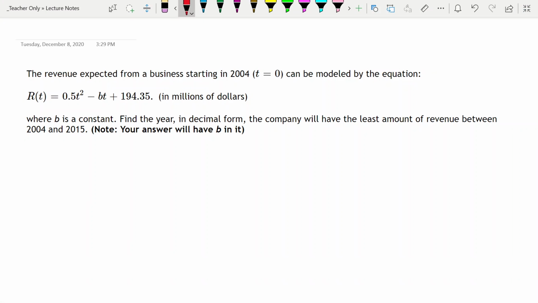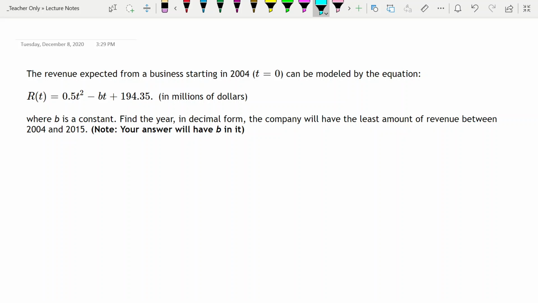So for this problem, I think the key to this is understanding the key terms, watching out for some key language that gives you a hint on how to attack the problem. When we read this, we see all sorts of buzzwords and distractors. The revenue expected from the business in 2004 could be T equals 0, blah, blah, blah, right? And we've got this weird B in there.